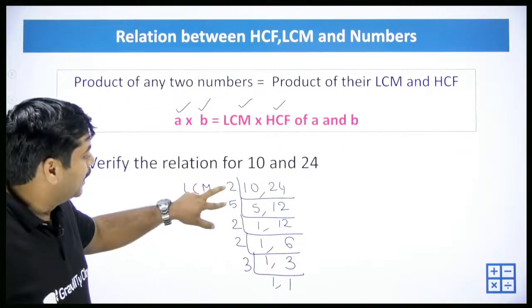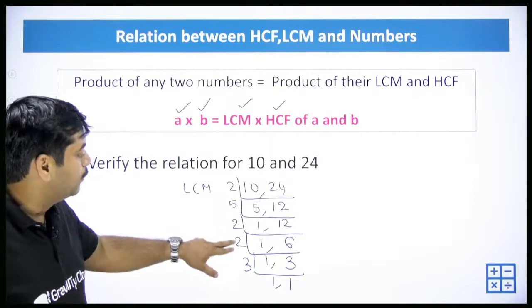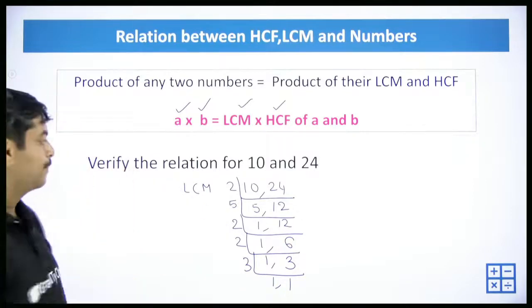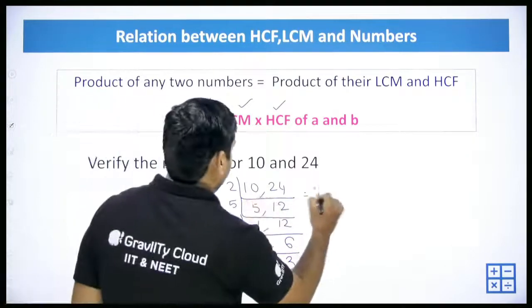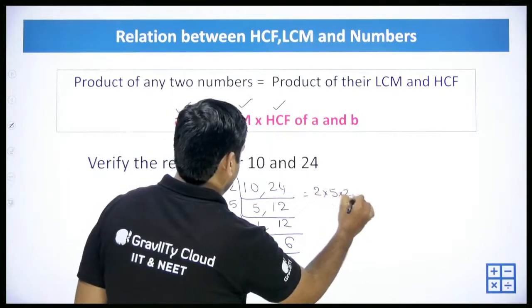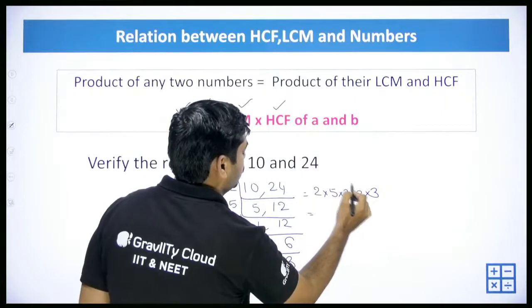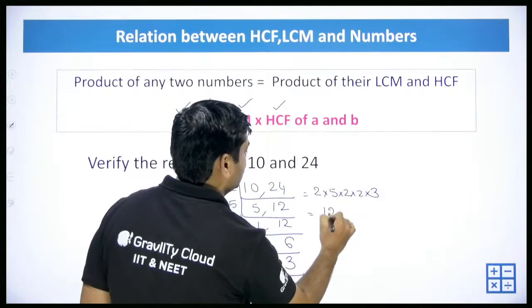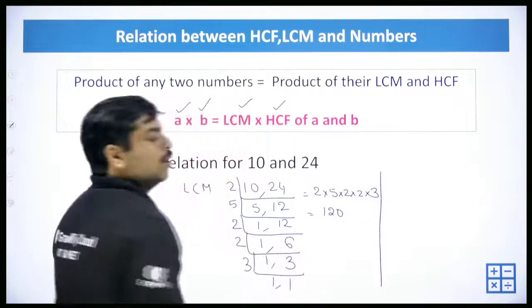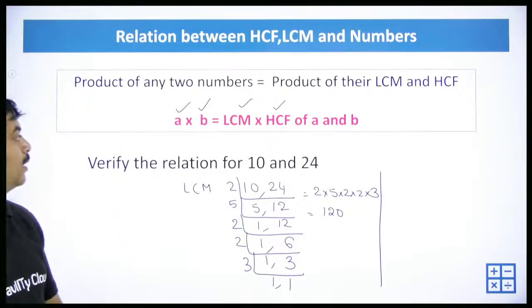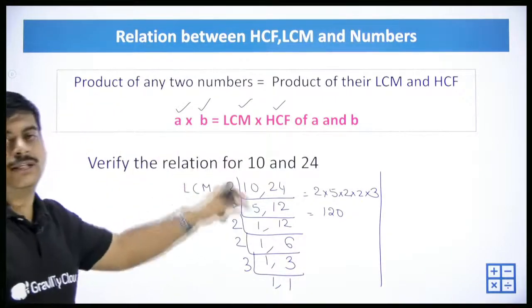So 5 2s are 10, 10 2s are 20, 20 2s are 40, 40 3s are 120. Once again, LCM will be 2 into 5 into 2 into 2 into 3. That is the LCM, 120. Now let's try to understand the HCF of these two numbers.